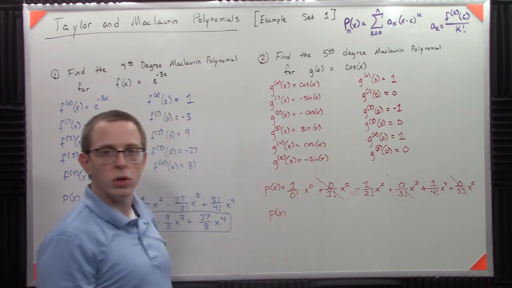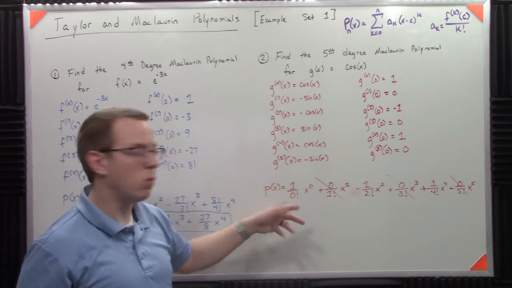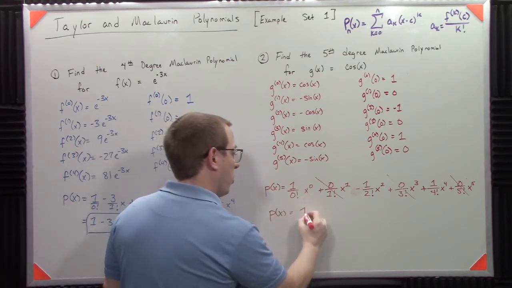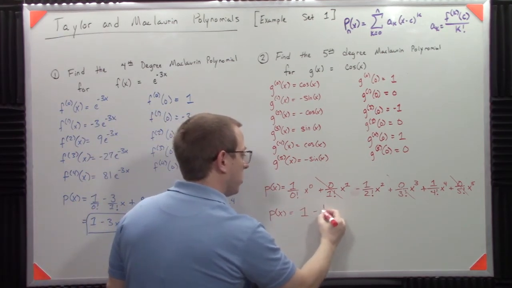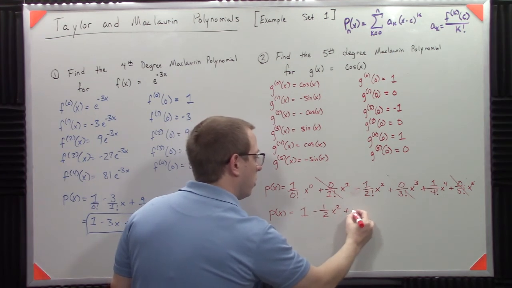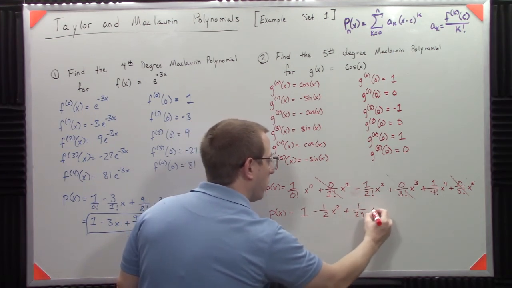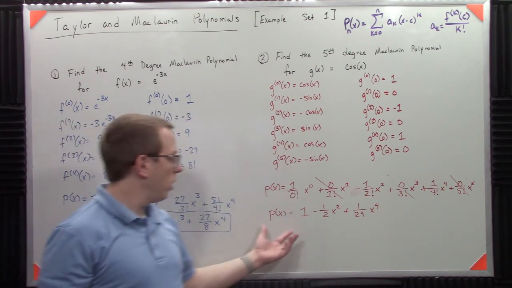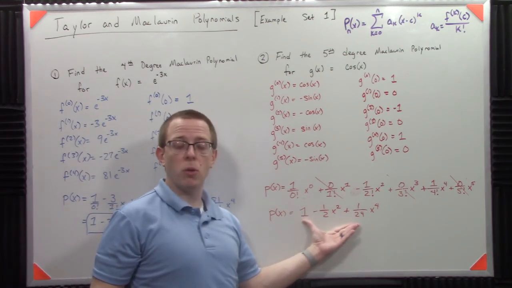So 0 factorial is 1. 1 divided by 1 is 1. X to the 0 is 1. So we end up with 1 minus 1/2 x squared plus 1/24 x to the 4th. So near 0, this is going to be a pretty good approximation.